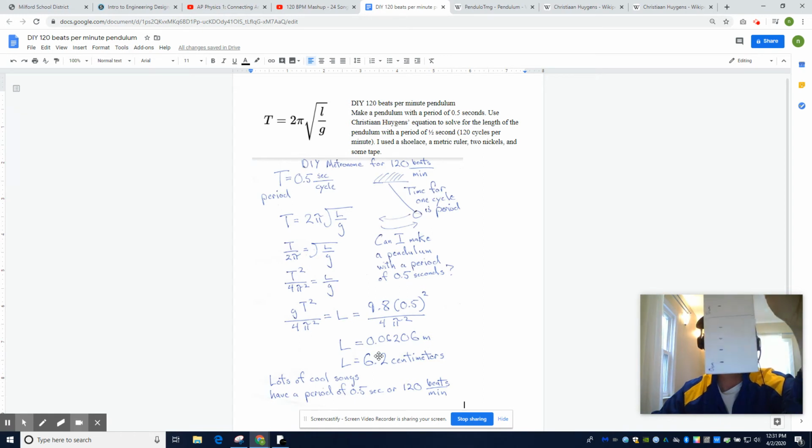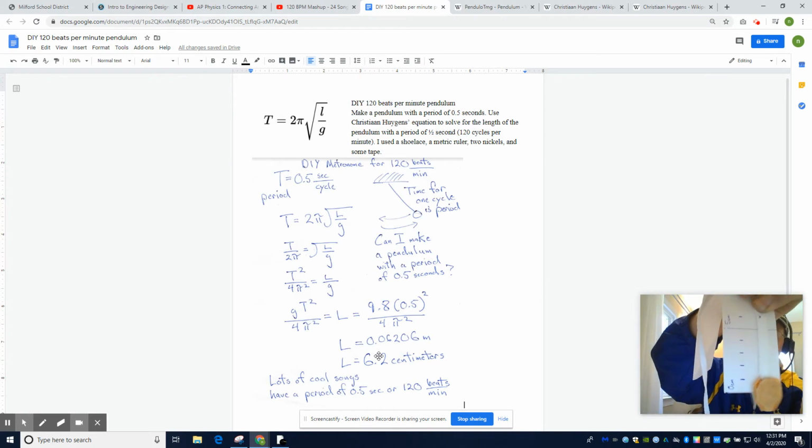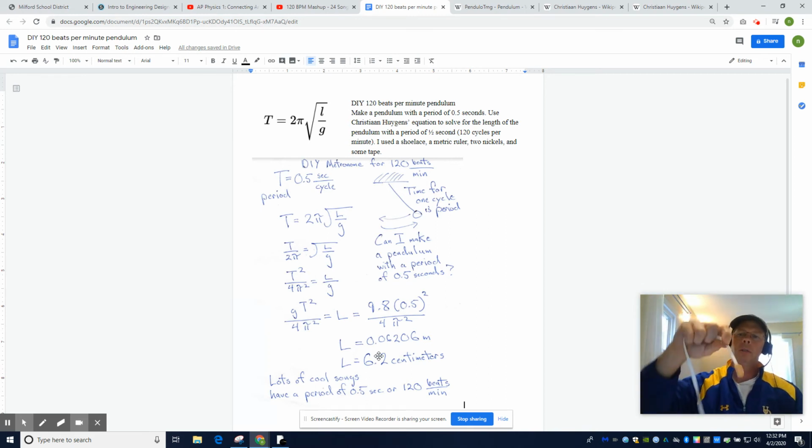All right, so here's my little metric standard. That's what 6 centimeters looks like. And I want the pivot of this pendulum to be 6 centimeters away from the center of gravity. Notice it is not the bottom of the pendulum or the top of the pendulum. It's the middle of the pendulum. I'm pretending the shoelace has no mass compared to the 2 nickels I have wrapped up in this tape right here. So, we ready for the big reveal?